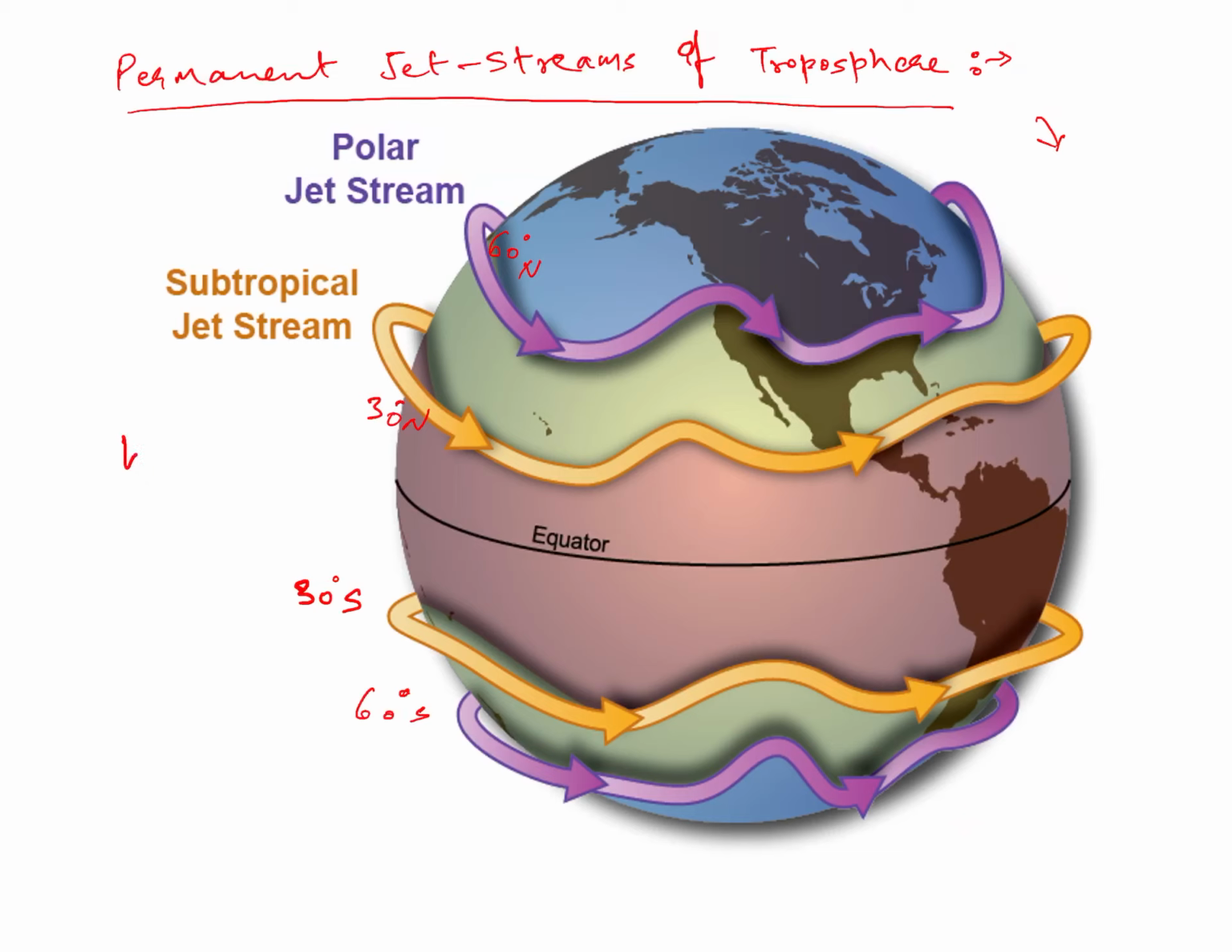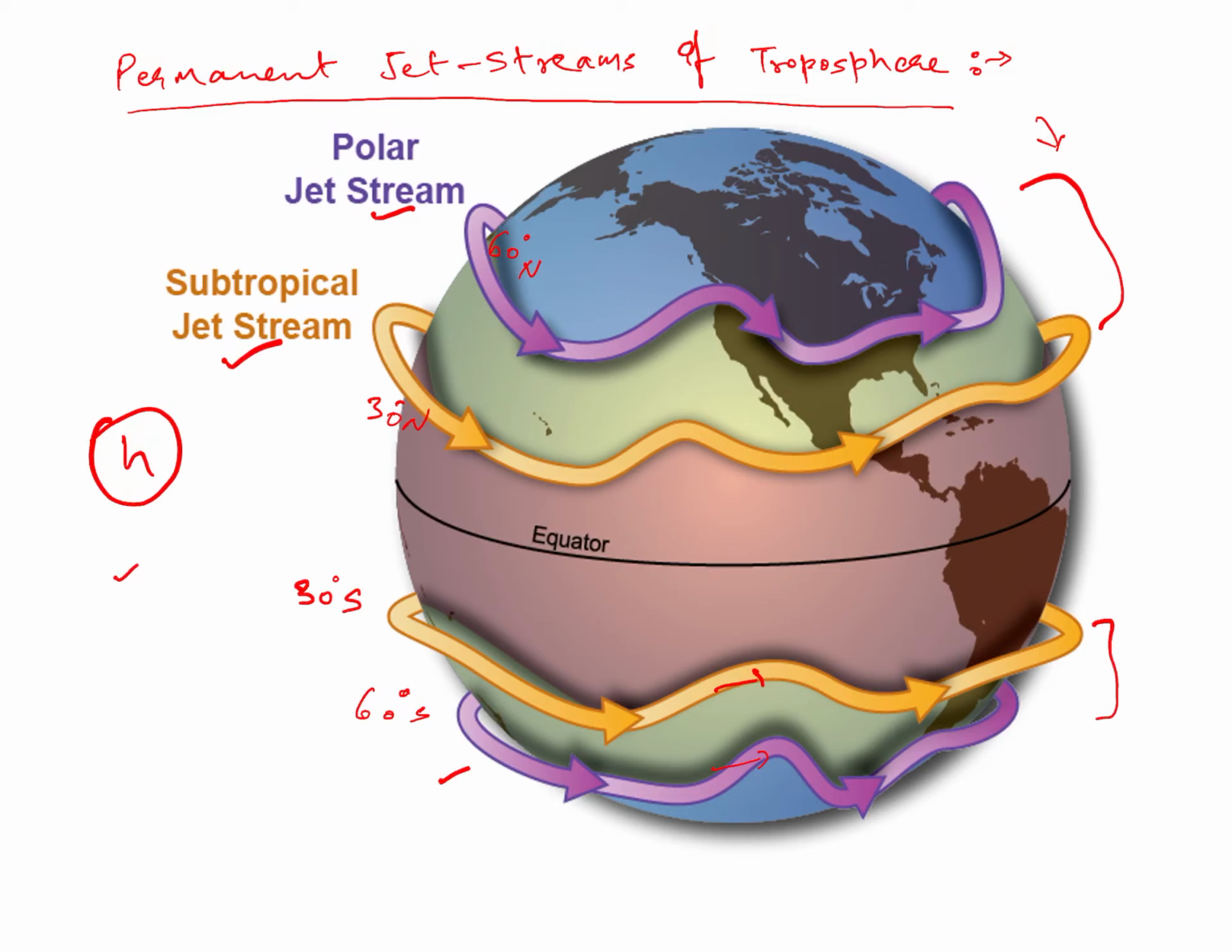So altogether there are four permanent jet streams in the globe. One is at 30 degrees, called the subtropical westerly jet stream or subtropical jet stream. The other is at 60 degrees, called the polar jet stream or polar front jet stream. It is both in the northern hemisphere as well as in the southern hemisphere. So two in the north, two in the south. In total it becomes four jet streams.